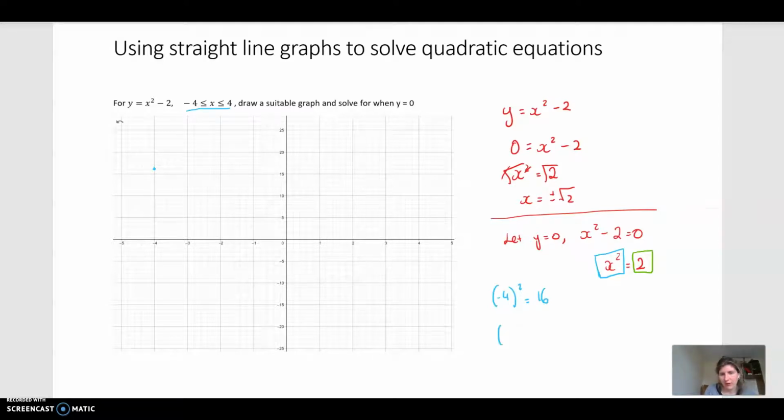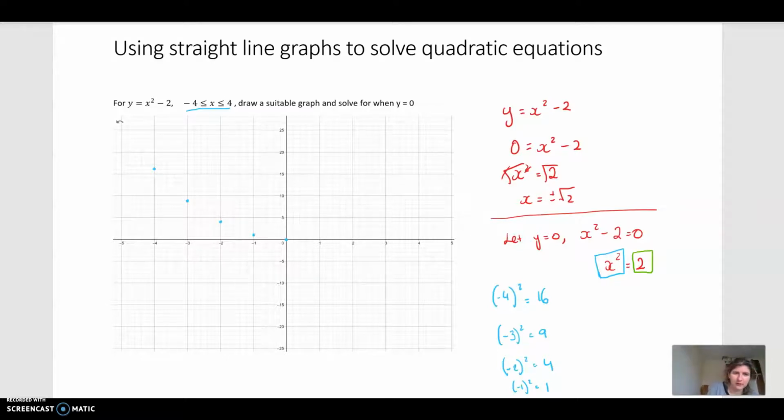I've then got -3 squared, which is 9. So I'm going to chuck that in here. Okay, -2 squared, which is 4. Right, -1 squared, which is 1. And 0 squared, which we know is 0.